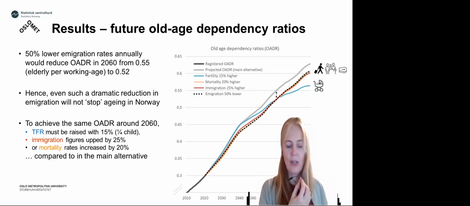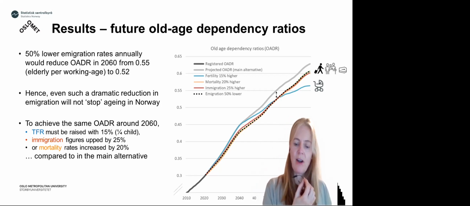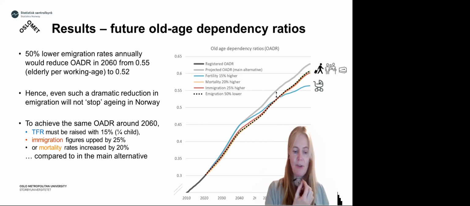Our second aim was to investigate how much the other demographic components would need to change in order to achieve the same reduction in old age dependency ratios. And here is what we found. Total fertility rate must be raised by 15%, which equals a quarter of a child, or immigration must be up to 25%, or mortality rates increased by 20%, compared to the assumptions that are used in the official main projection alternative.